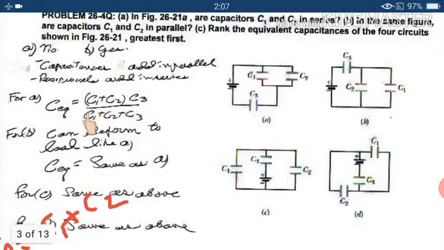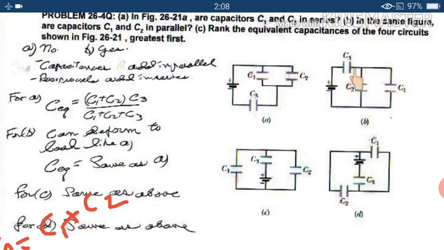So this is the equivalent capacitance for the first circuit diagram. Now again we have to calculate the same thing in second circuit diagram. Now in second circuit diagram, let's talk about the combination. Again you can clearly see over here that C1 and C2, they are having which type of combination? Parallel combination. So again, their equivalent capacitance will be C1 plus C2. Now the C1 plus C2 is connected in series with C3.